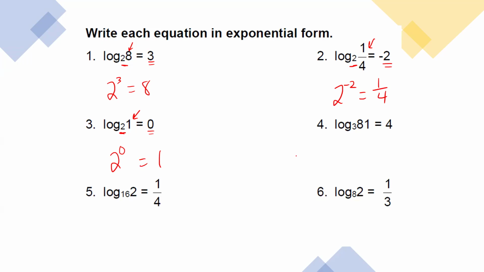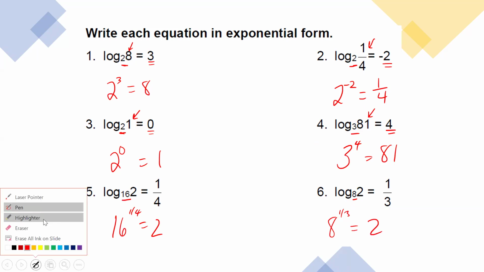Okay, I'm going to give you 30 seconds to do the last three. Go. I'm not defending them, but they are next to each other. They look similar. So the base of the log is the base of my exponent. The solution is my power, and the argument is now my solution. Make sense? How do we do? So we have 16 to the 1/4 equals 2. Then we had 8 to the 1/3 equals 2.